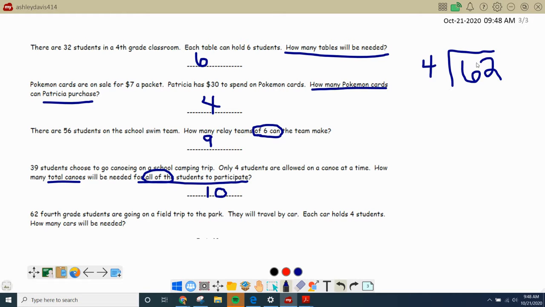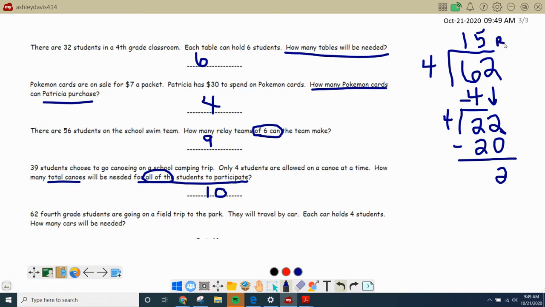So we're going to do standard algorithm. Now, this is not a basic fact, so you had to follow the steps of standard algorithm. 4 goes into 6 1 time. 6 minus 4 is 2. Bring down the 2. Divide once more. 4 goes into 22 5 times, which is 4 times 5 is 20. 22 minus 20 is 2. So we have a remainder of 2. So we have 15 cars that are full and 2 kids that haven't gotten a car yet.